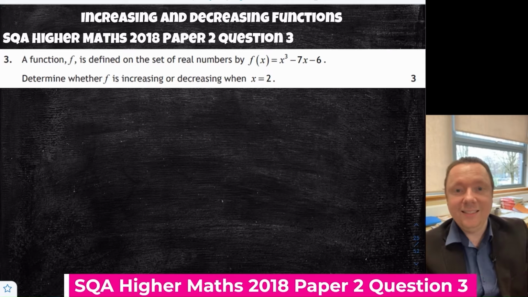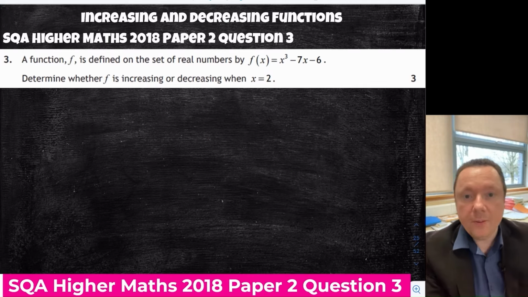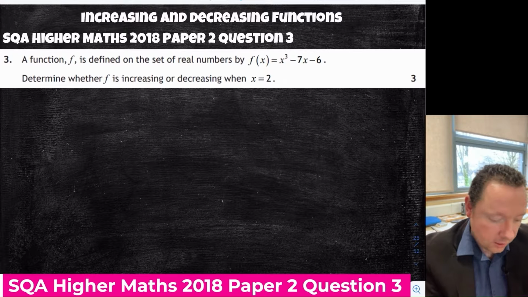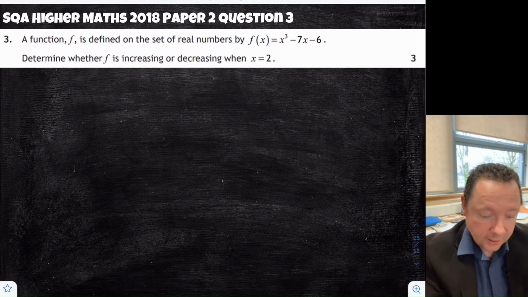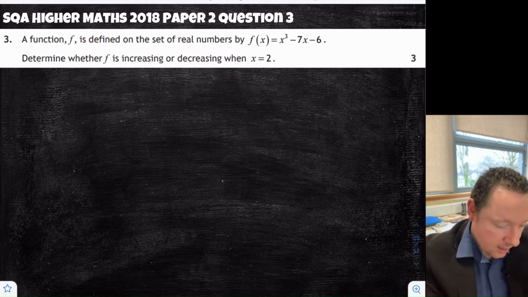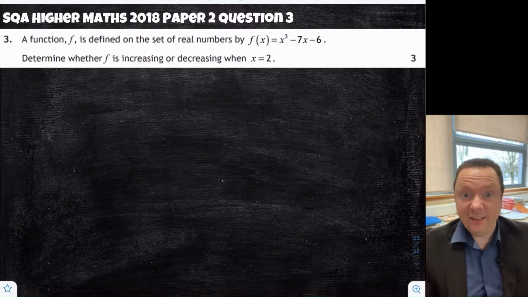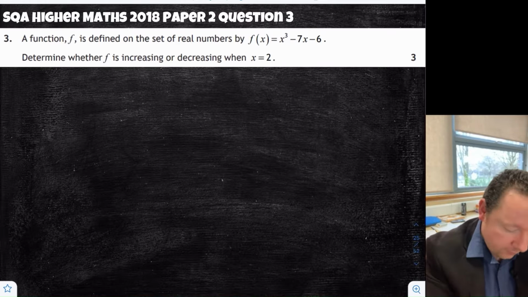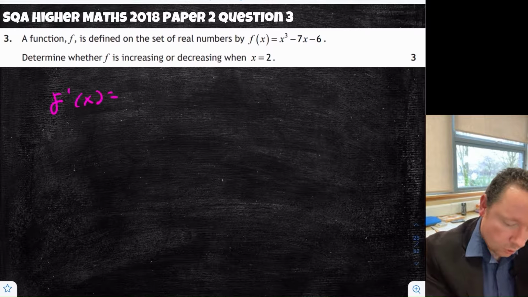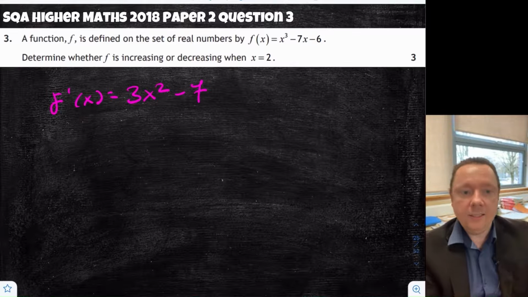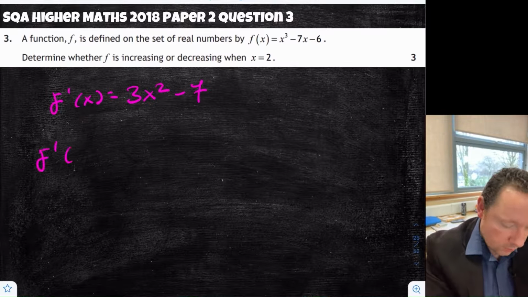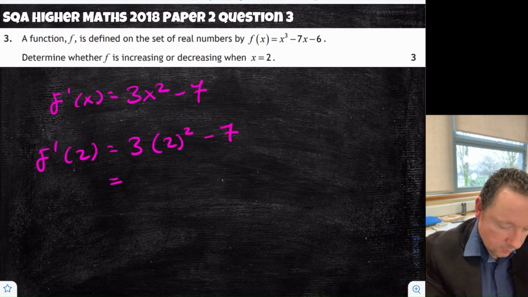And we're done there. Increasing and decreasing functions, SQA Higher Maths 2018, paper 2, question 3. A function is defined on a set of real numbers by f of x is x cubed minus 7x minus 6. Determine whether f is increasing or decreasing when x equals 2. So we need to work out the gradient of the tangent at x equals 2. So f dash x is equal to 3x squared minus 7. At x equal to 2, f dash of 2 in other words, we get 3 times 2 squared minus 7. That's 3 times 4 is 12, take away 7 equals 5.